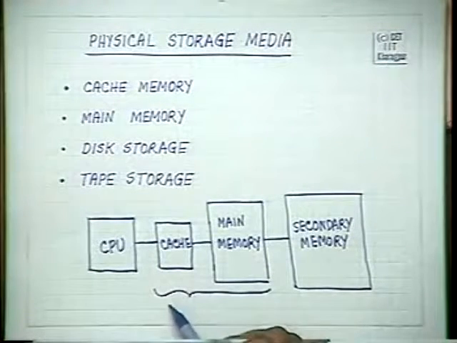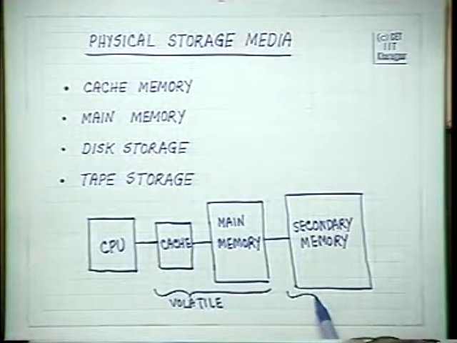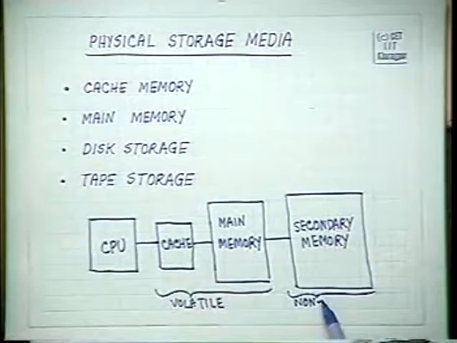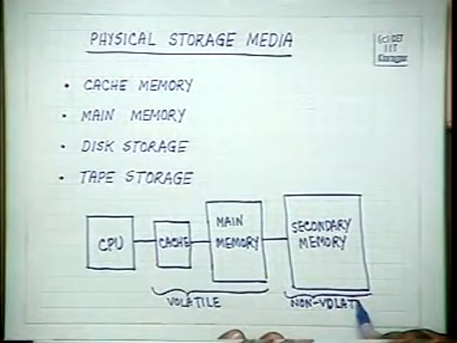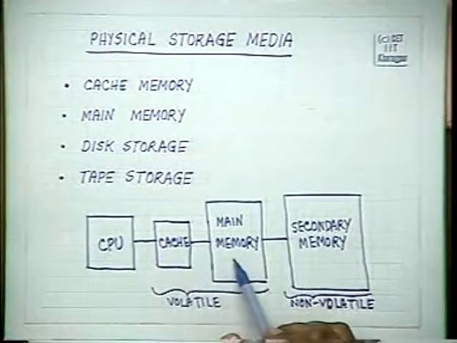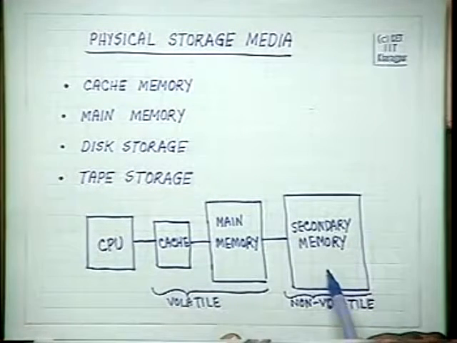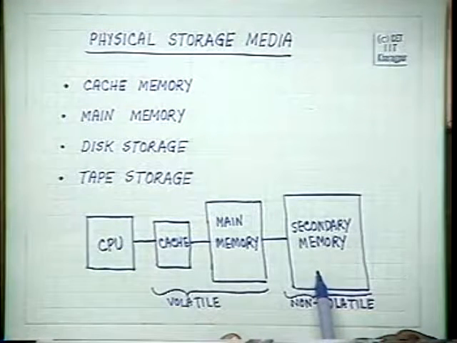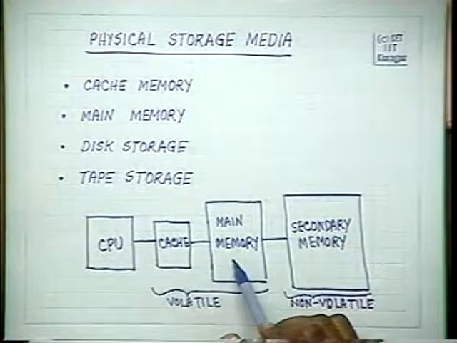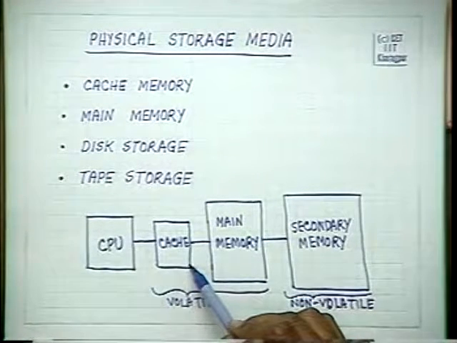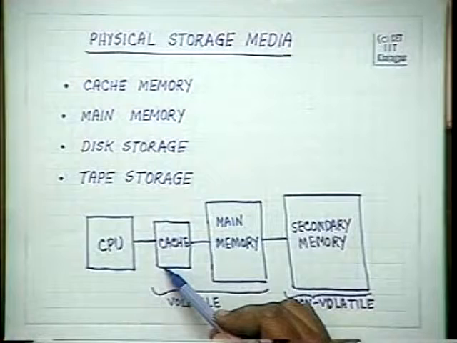These are called volatile memories, whereas this is a non-volatile storage. These are on as long as power is on, and here the data remains even if power is off. So, this is stored in a magnetic media, whereas these are stored using the RAM technology, the random access memory technology, and the cache, as we know, is an associative memory.